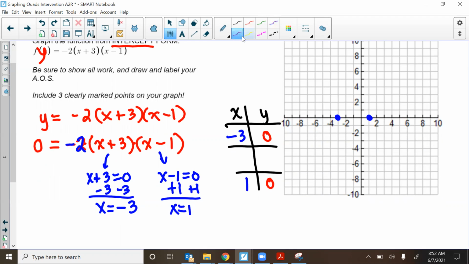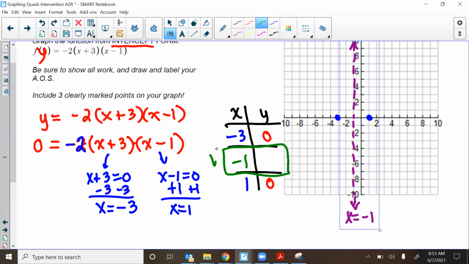And then I'll be able to go halfway in between these. So there's 4 units in between these, so 2 units away. Be able to go halfway in between those to graph my axis of symmetry at x equals -1. Remember, it is a vertical line, so the label should be the equation of a line. So now I know that my vertex has an x value of x equals -1.